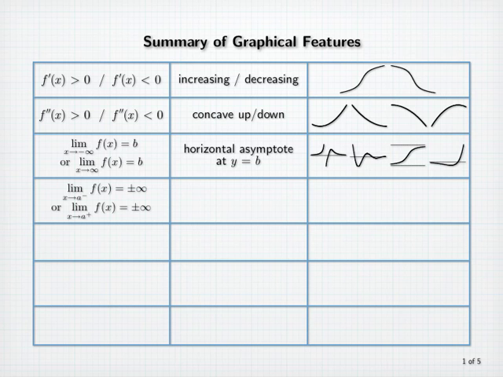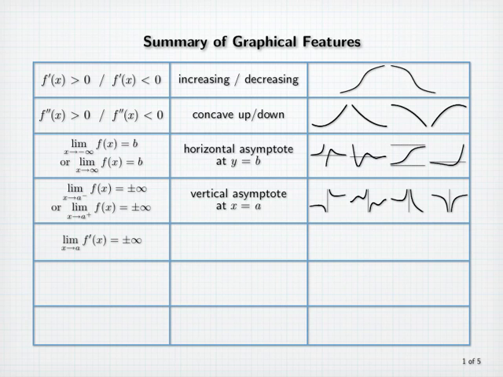If f of x approaches either plus or minus infinity as x approaches a number a from either the left or the right, then the line x equals a is a vertical asymptote. If f is continuous at a, and if the derivative of f approaches either plus or minus infinity as x approaches a from both the left and the right, then the graph of f has a vertical tangent line at the point a, f of a.